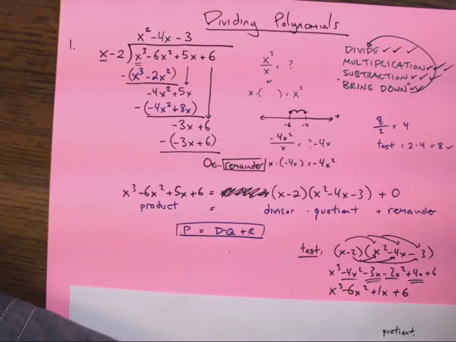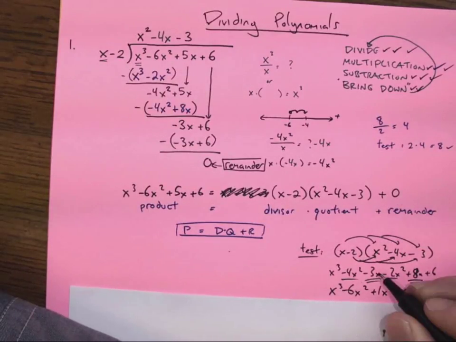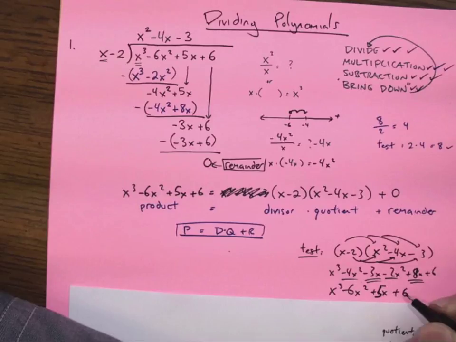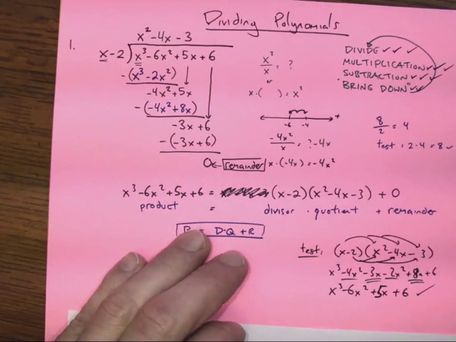Where could we have made a mistake? Let's just go through this quickly. x cubed, negative 4x, negative 3x, negative 2x squared, plus 8x. That should be plus 8. Okay, cool. And so that actually means negative 3 plus 8 is actually positive 5x. And then we are correct.